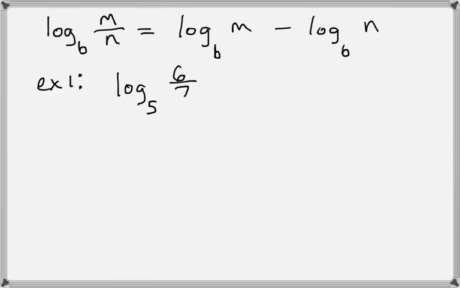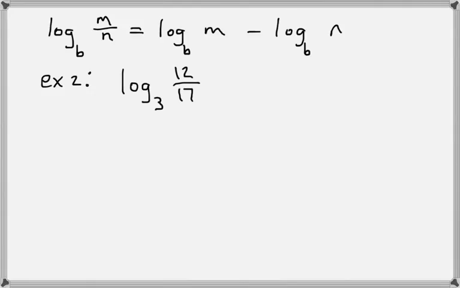So let's look at our first example here. At the top of the screen, I went ahead and copied down our property just to help us refresh our memory for this first couple examples. So here we have a log base 5 of a 6 divided by 7. That matches the quotient property, so we can go ahead and expand this into the difference of two logs. So we have the log base 5 of the numerator, which was 6, minus log base 5 of the denominator, which was 7. And we have successfully expanded this single log into the difference of two logs.